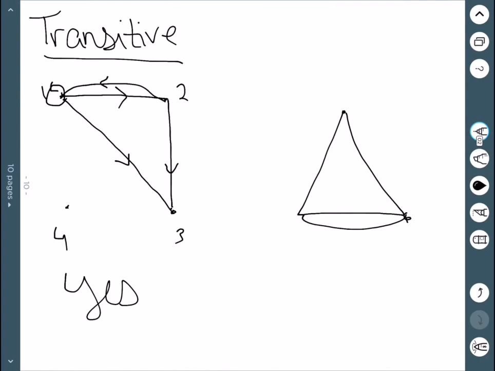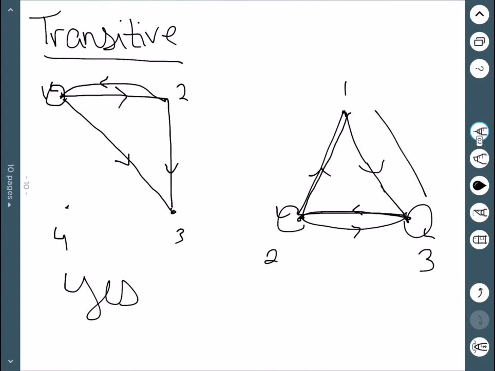However, if I look at this graph, we'll have 1, 2, and 3. These will go in both directions, and these will both go up. Rather, I want this one to go down. Here, I can go from 3 to 2 and from 2 to 1, but I cannot go from 3 to 1. So this one would not be transitive. Even though it does have the triangle, it doesn't have it moving in the correct direction.